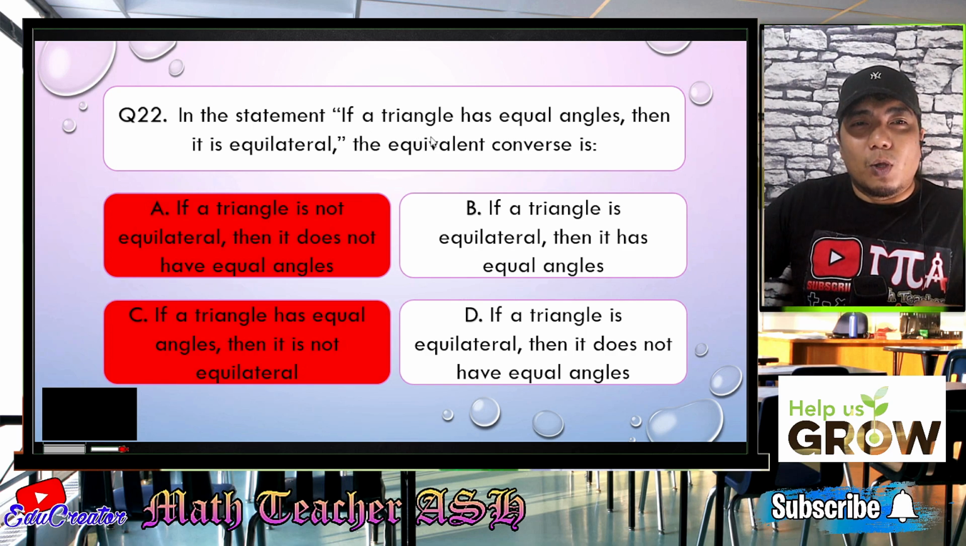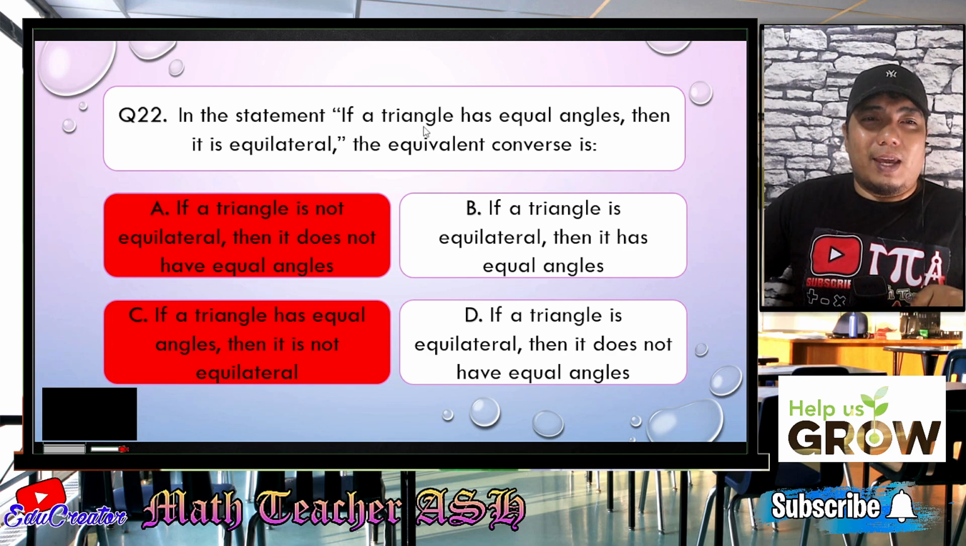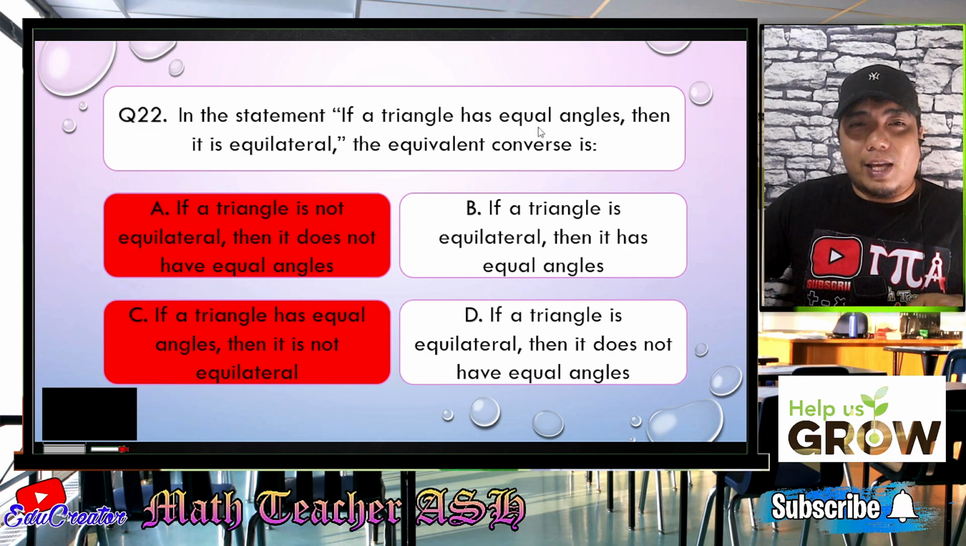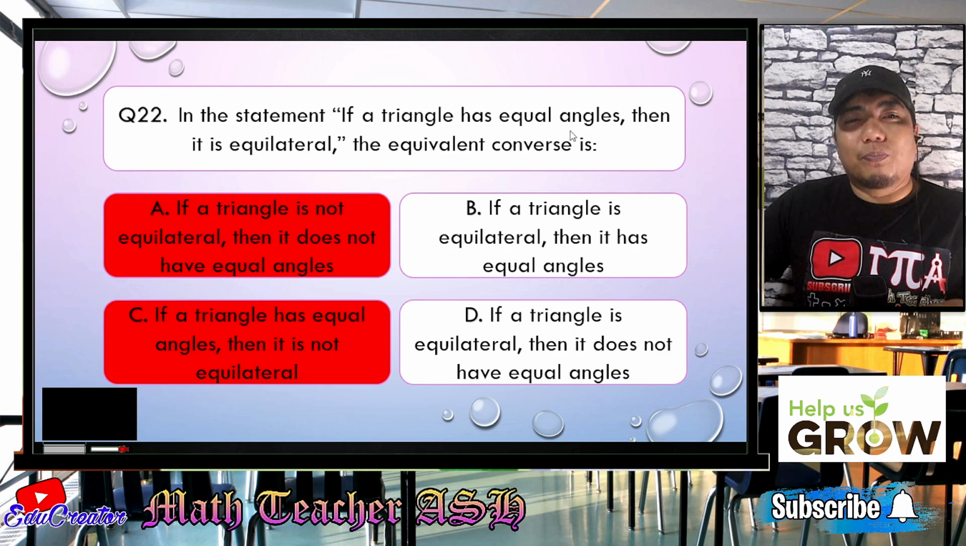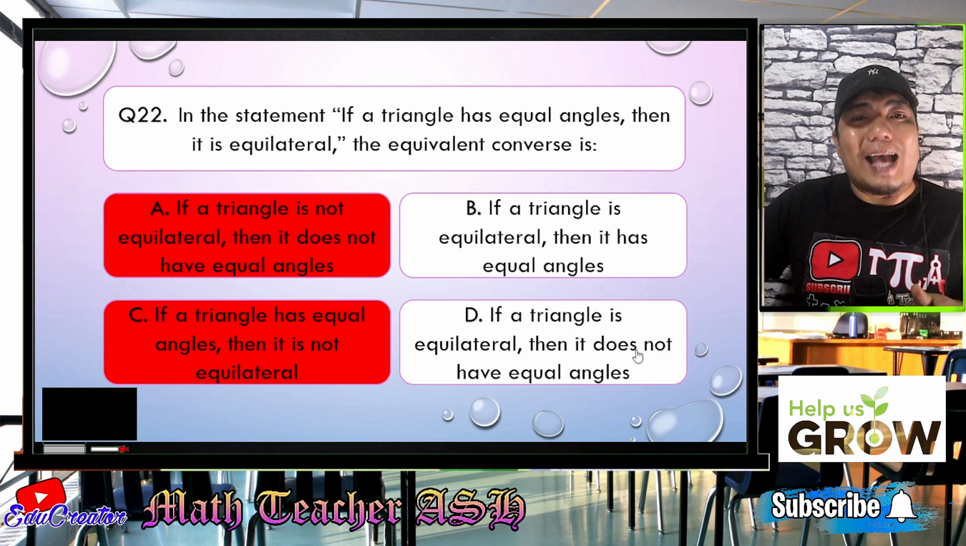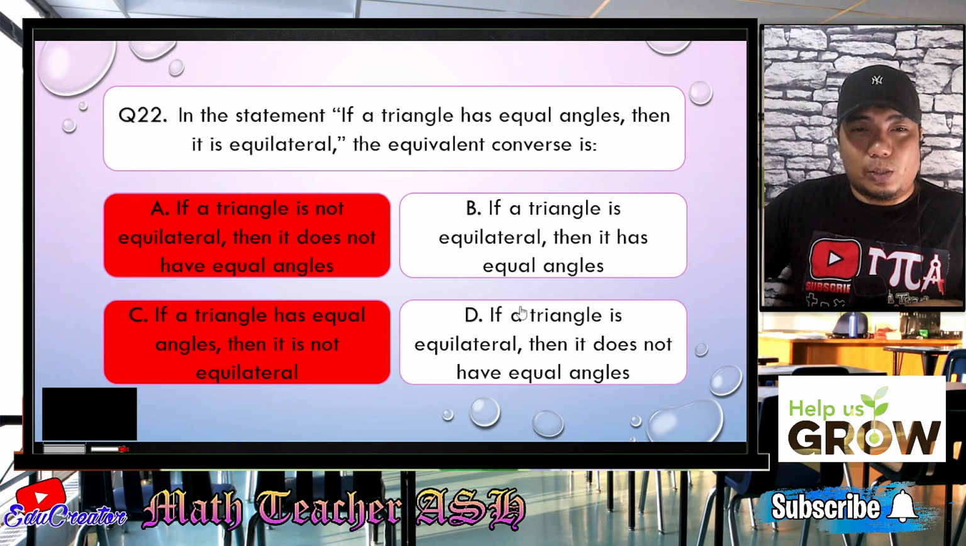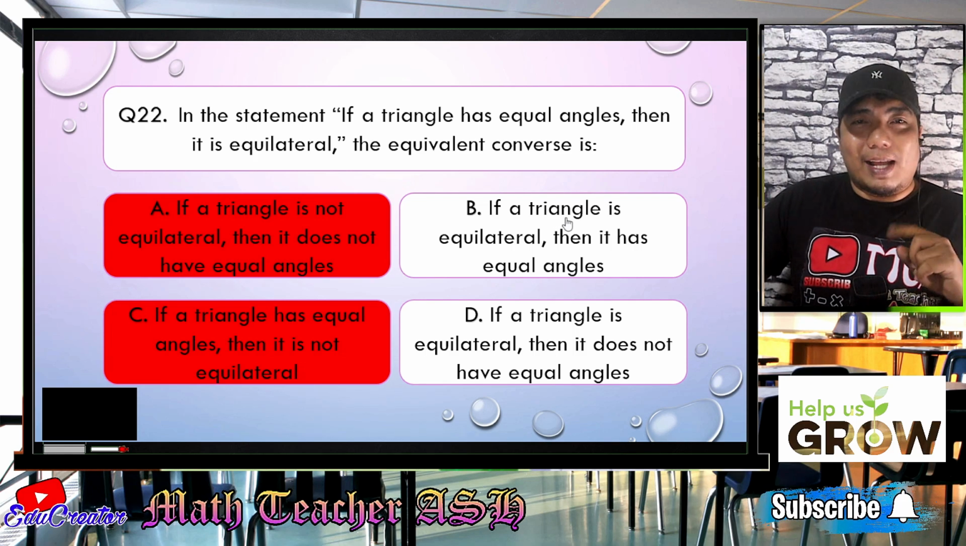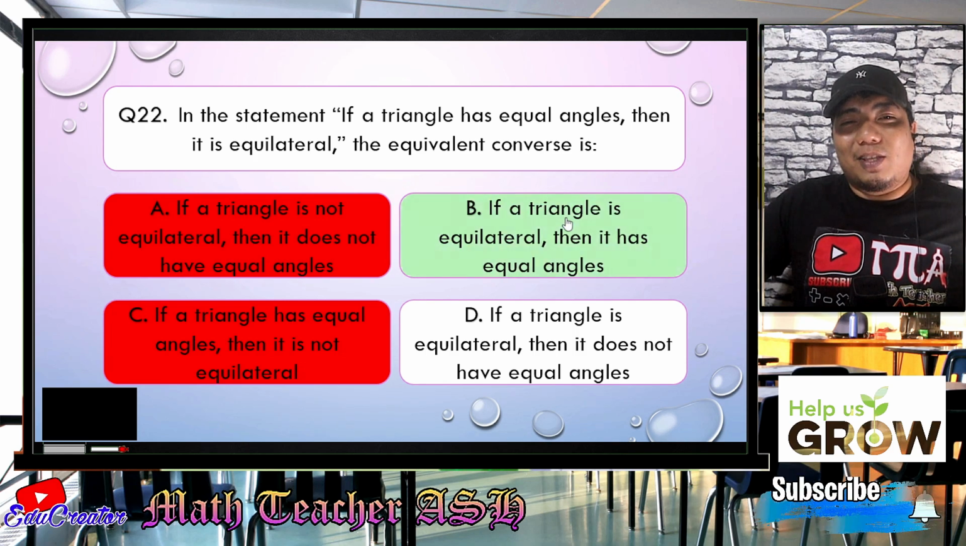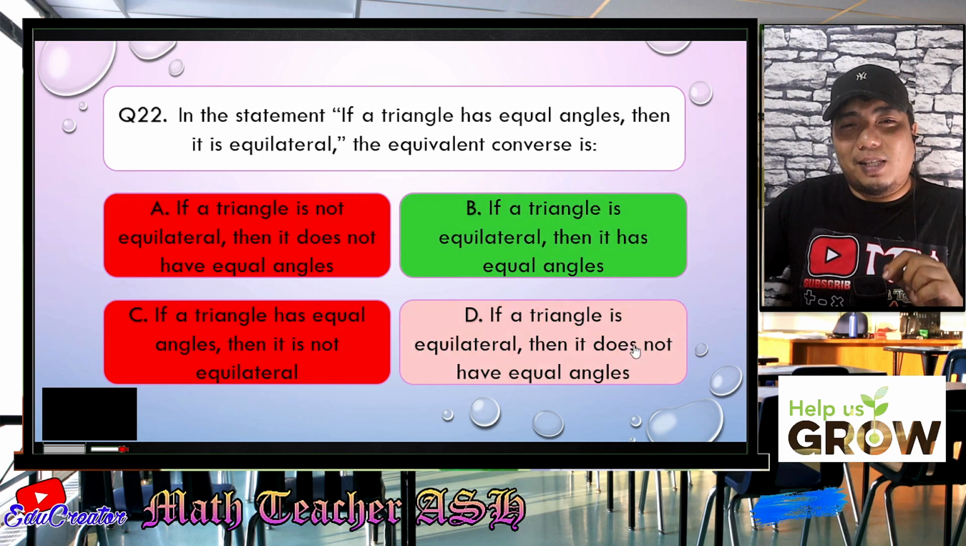Then now we have then A. So then A, this is the A. A triangle has equal angles, so that would be then it has equal angles. This one is a negation. So the correct answer, my dear math learners, is letter B. Easy, right? Very easy, my dear math learners.